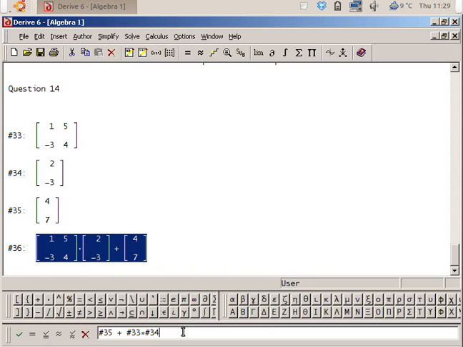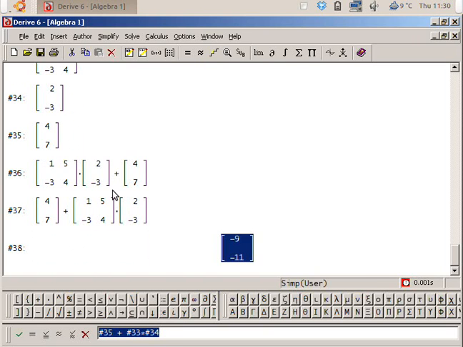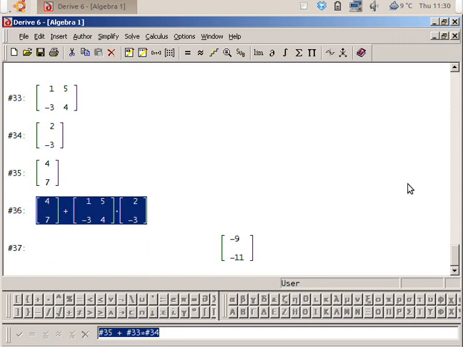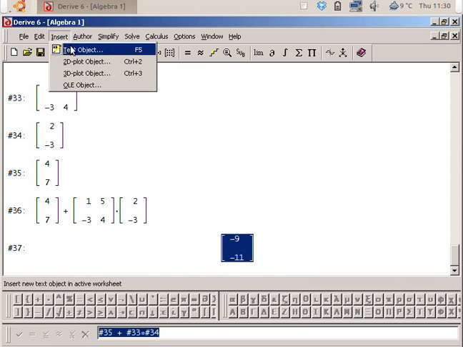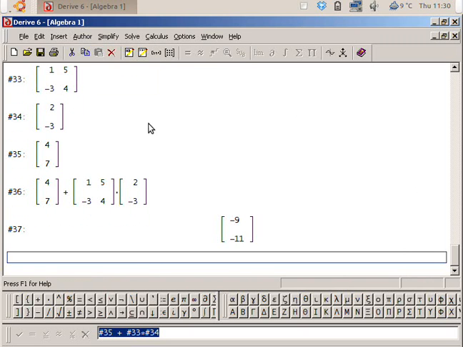Equals. Okay. Yes, that one's okay? That was 14 now, so 15. Question 15.